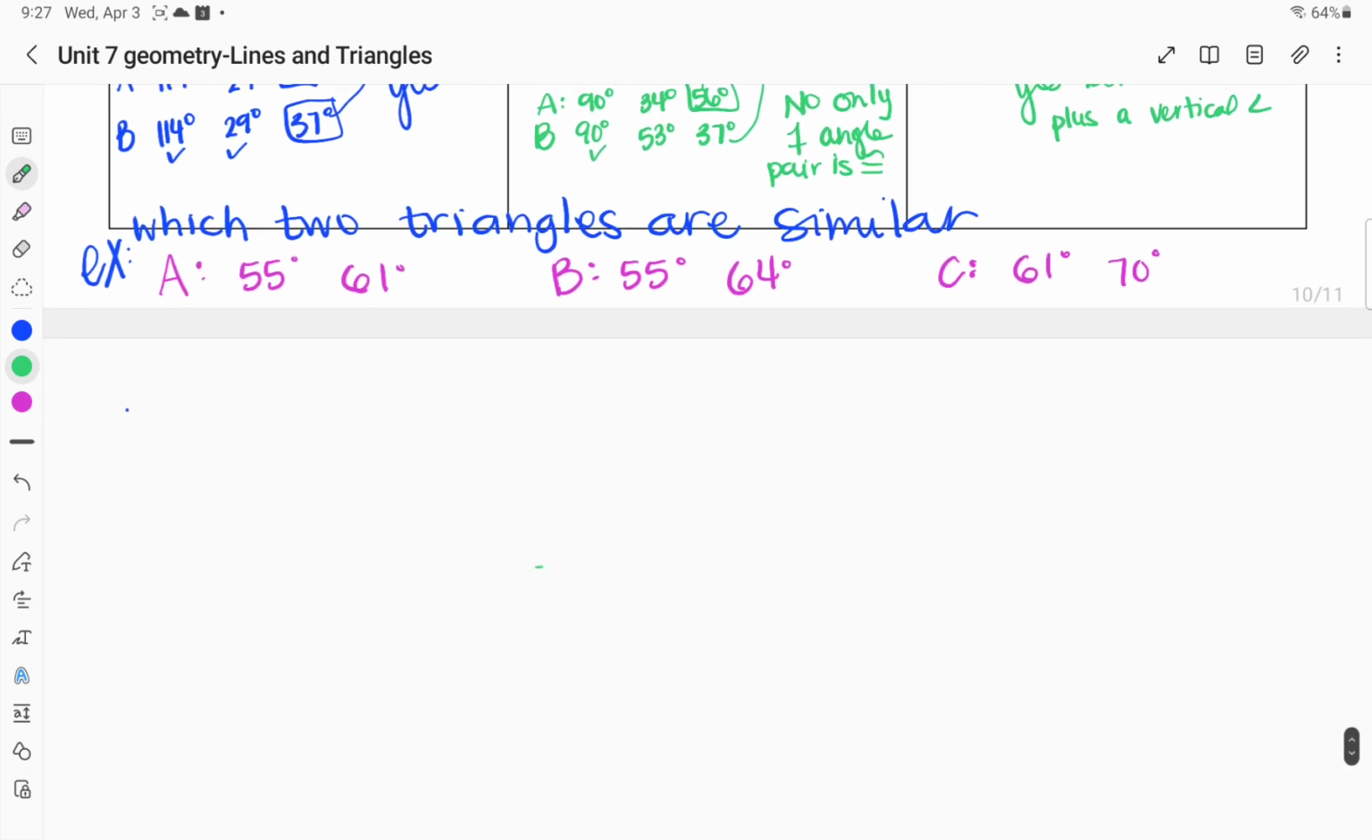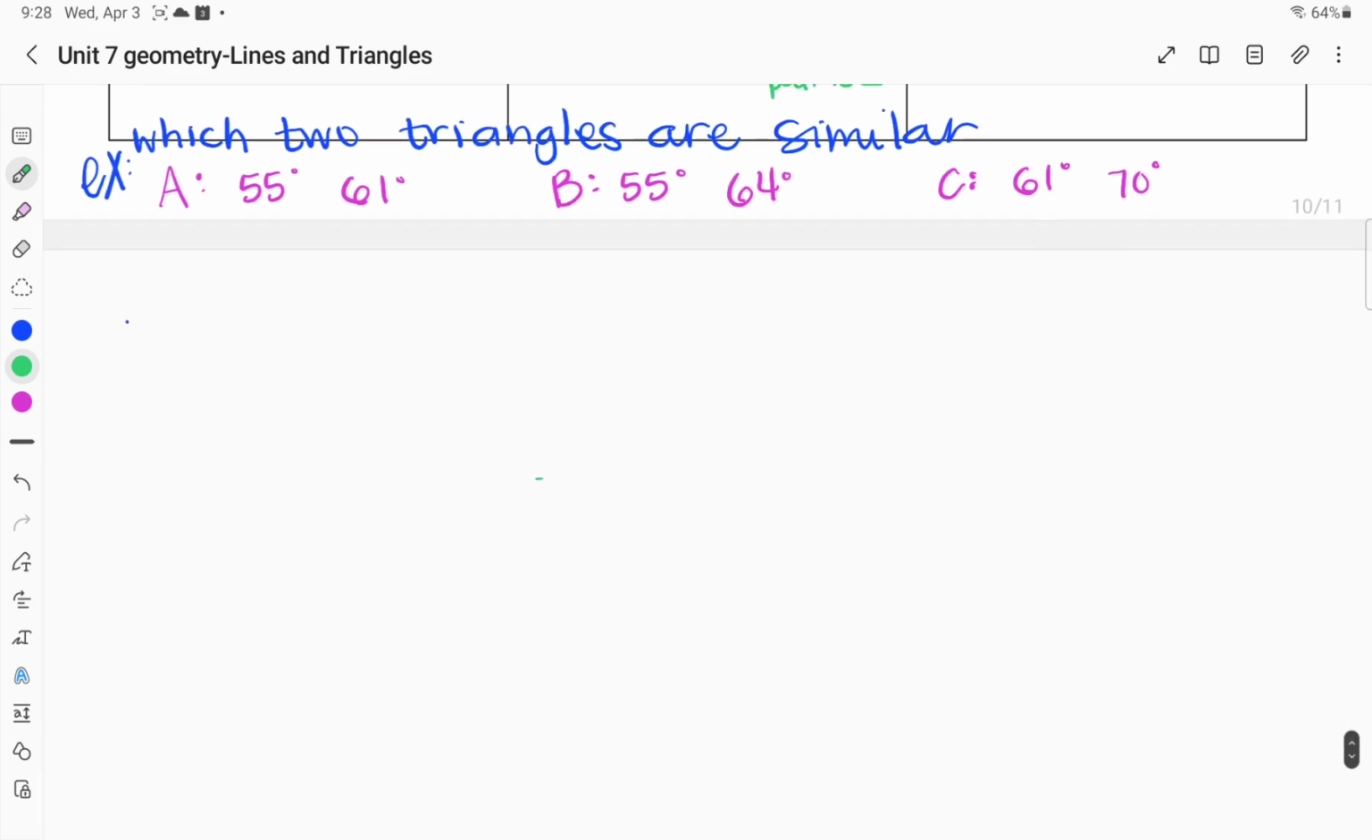All right, the last type of question you're going to have is going to be like this. It's going to be a matching. It's going to say, which two triangles are similar? So if you don't have this written down, I would write it down just as a reminder. So again, you have triangle A, triangle B, and triangle C. They've only given you two out of the three angles. So the first thing you need to do is find your missing angle for each one of these.